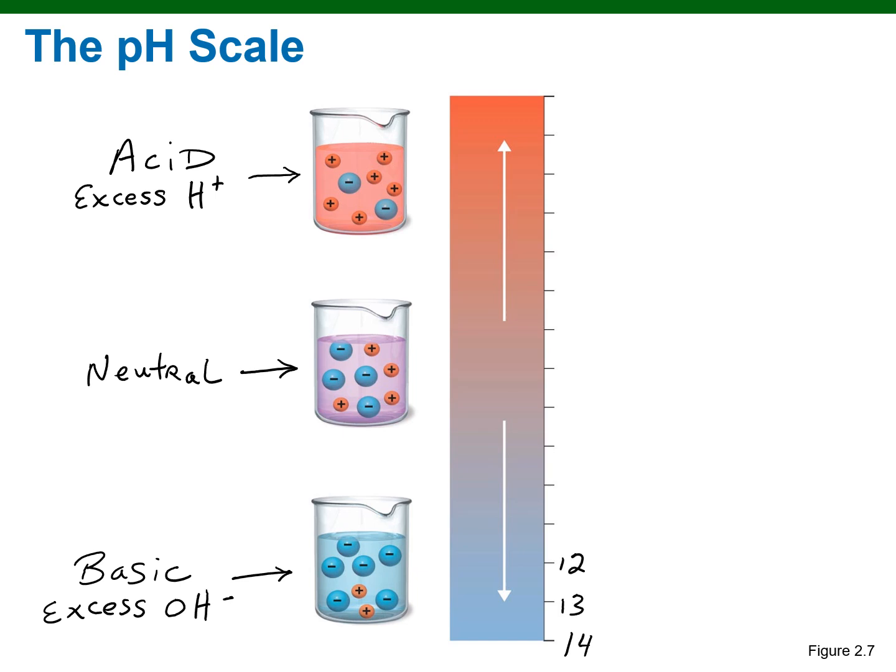Probably should have pre-numbered this, but let's just go ahead and give this some quick work. Okay, here's 7. Okay, there's neutral, right? And then 6, 5, 4, 3, 2, 1. And then I guess 0 at the very end there. Okay, so pure water. We'll just put it right here at neutral.